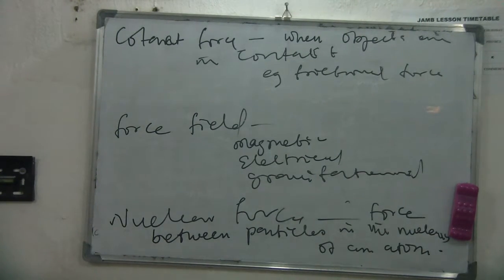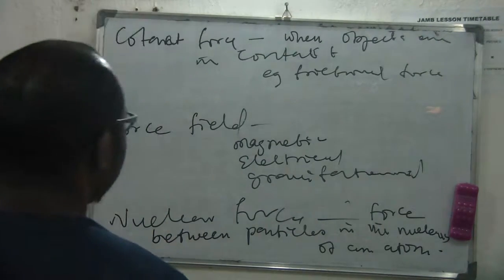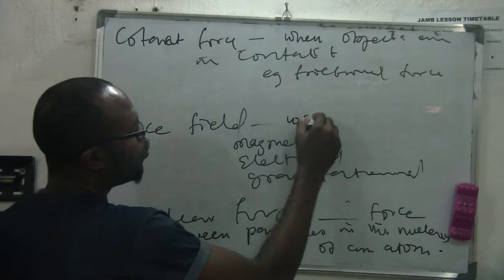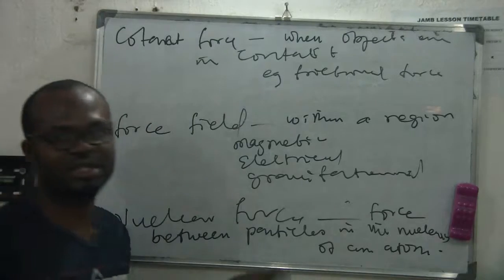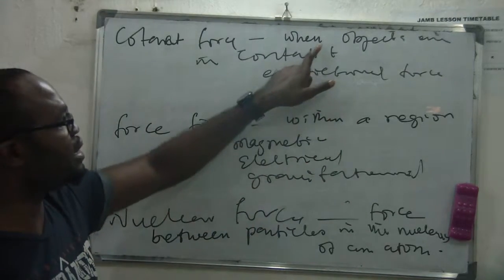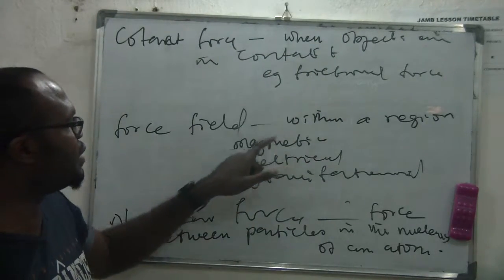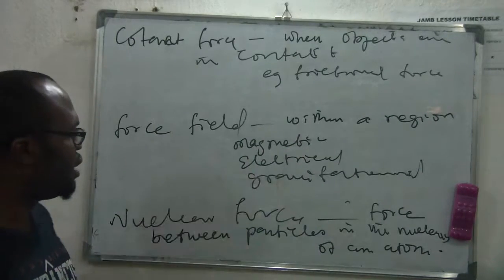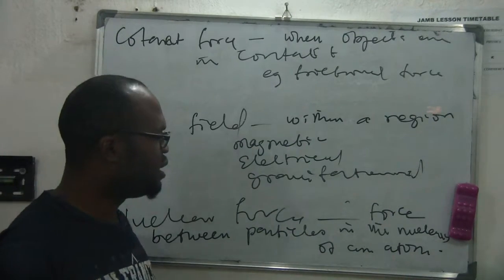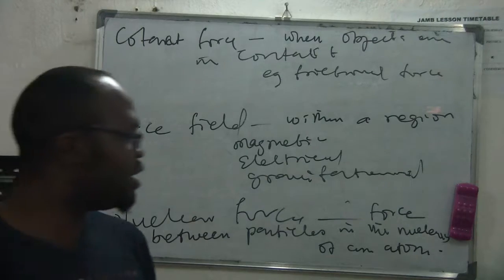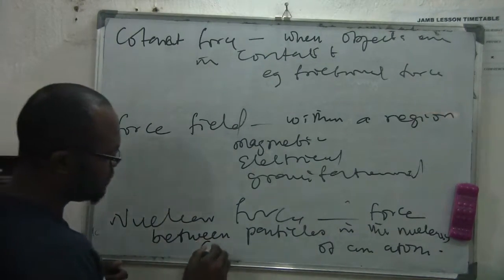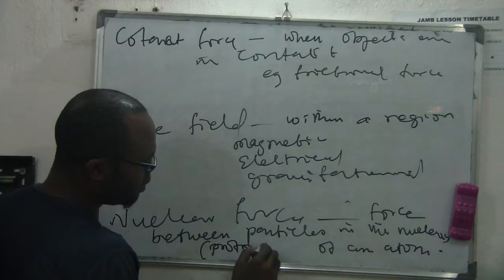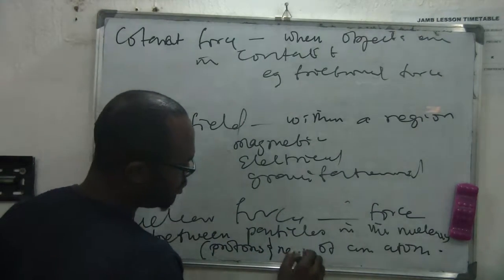Can you tell me the different kinds of force and explain them? This one acts within a region. It does not need contact. Is that clear? This one needs contact. And this one is due to the force of the particles in the nucleus. And we told you that those particles are protons and neutrons.